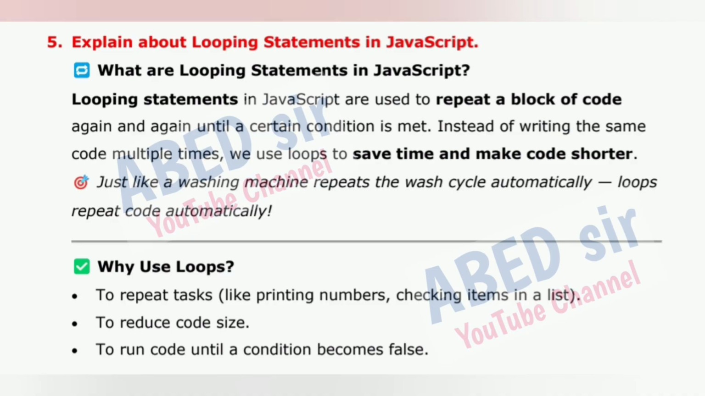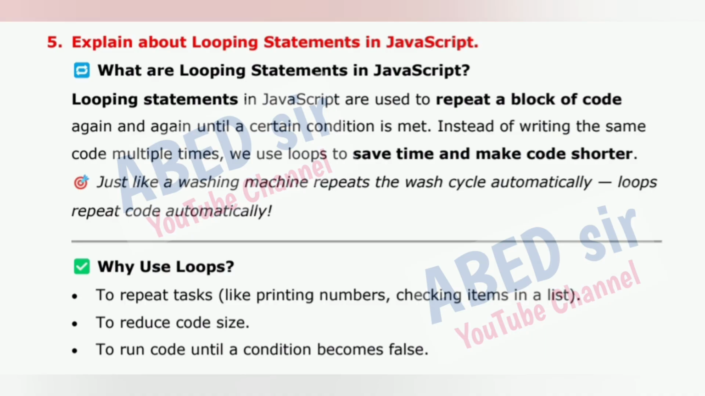Looping statements in JavaScript are used to repeat a block of code again and again until a certain condition is met. Instead of writing the same code multiple times, we use loops to save time and make code shorter. Just like a washing machine repeats the wash cycle automatically, loops repeat code automatically.